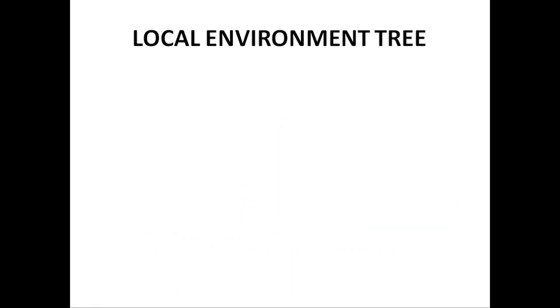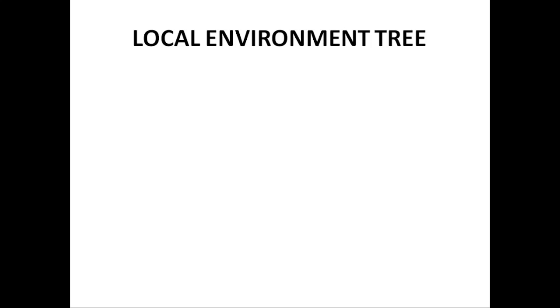Now coming to the local environment tree. The local environment tree is a place where we can store some information in the form of a tree, which is available only to the immediate next node in the message flow. If you want to get something in the immediate next node, then we use the local environment tree. If you store something in the local environment tree, then it will not be available throughout the message flow. It's just available to the immediate next node.